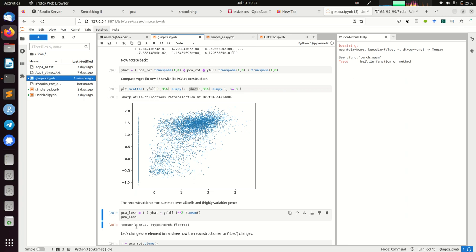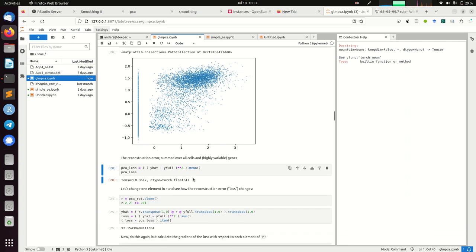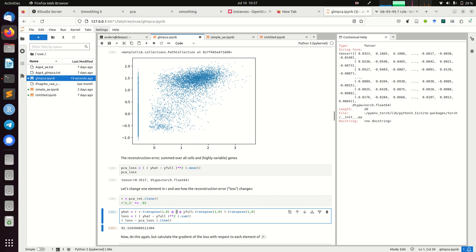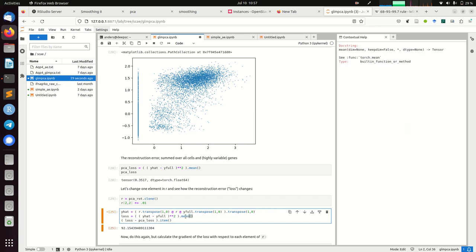And what we will now do is try to find a rotation matrix which goes below this loss. So let's first try this. Let's copy this rotation matrix into matrix R and change one of the elements. So the element 2, 2 in this PCA matrix, I just mess up by adding 0.1. If I do this, and now recalculate my y hat with my new messed up rotation matrix and recalculate the loss, then we see what happened.